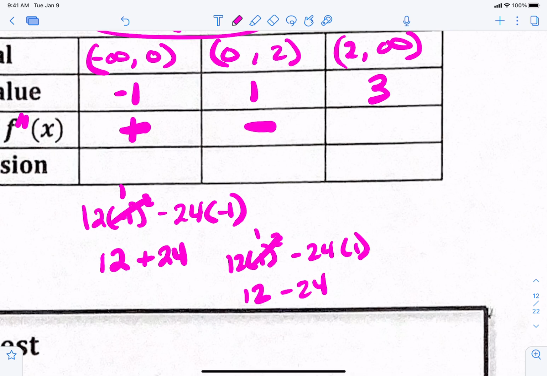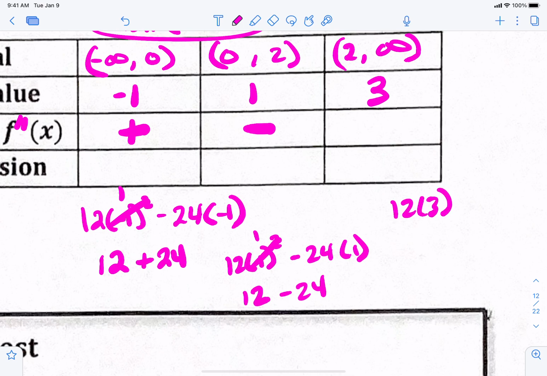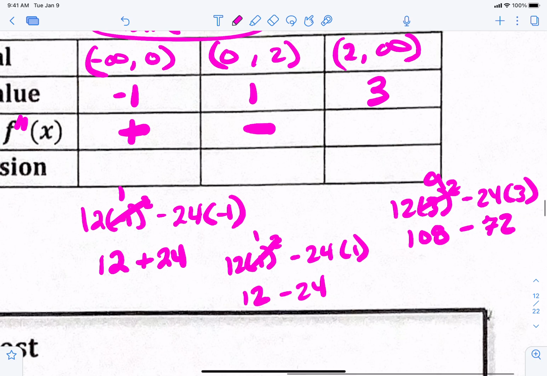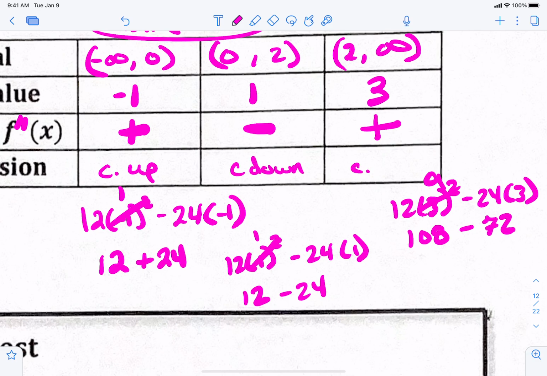Okay? What's 12 times 3 squared minus 24 times 3? 12 times 9 is 108. Minus 24 times 3, 2, carry the 1, 72. Okay? We don't care what that number is, it's positive. Now, most of the time it's going to switch concave up, concave down, but don't assume that. Don't assume that it's going to alternate. So, concave up, concave down, concave up.